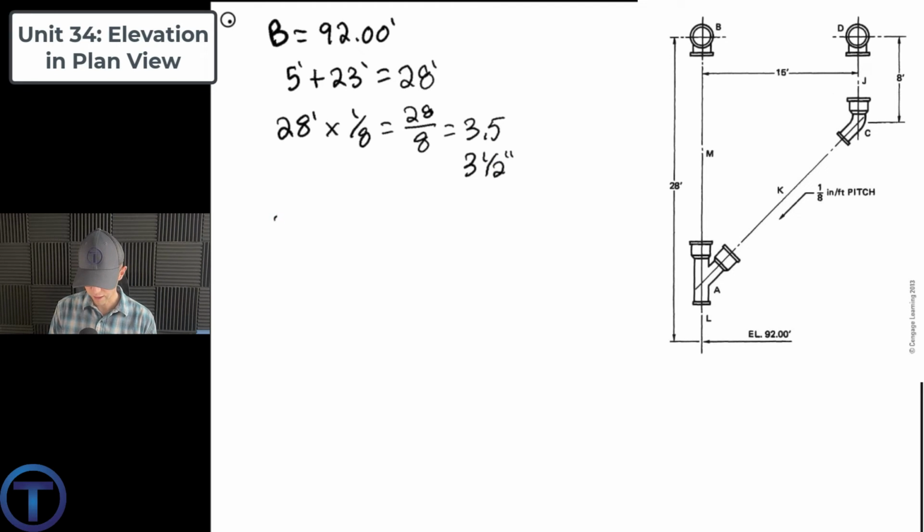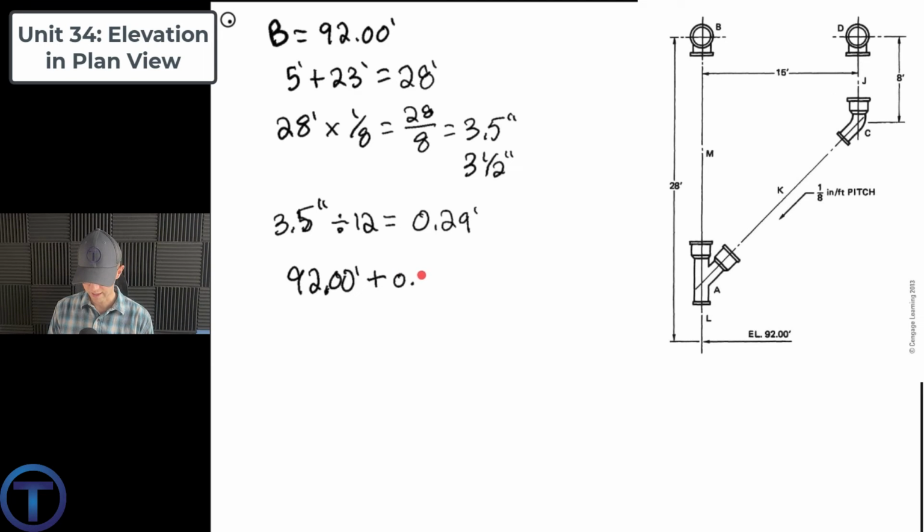Now, if I take that 3.5, and that's in inches, I want to get that into decimal feet. I'm going to divide by 12. And what that's going to give me is 0.29 decimal feet. Now I have something that I can add to my elevation of 92. So I take my 92.00 feet, and that's our elevation. It's coming up from there.